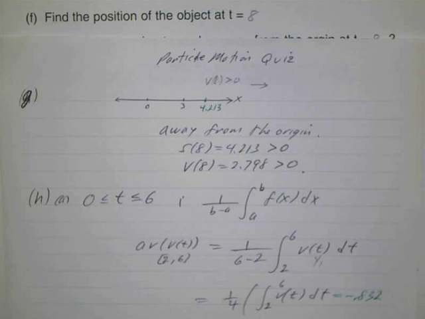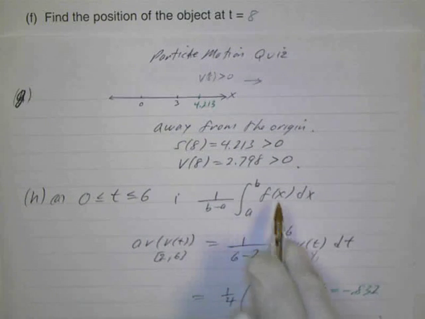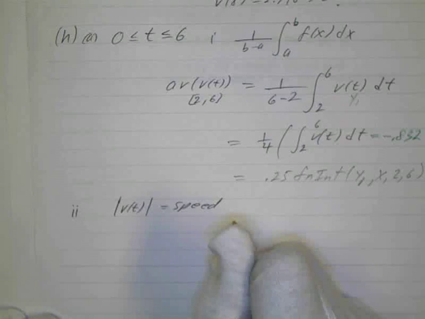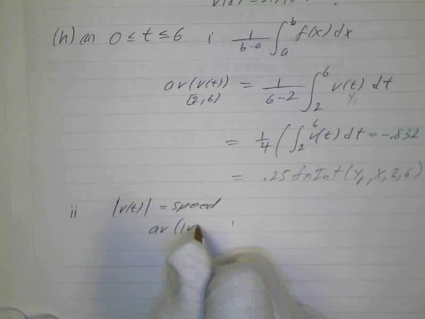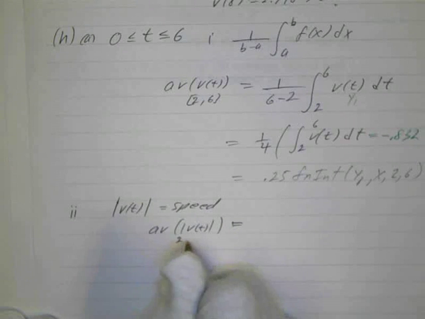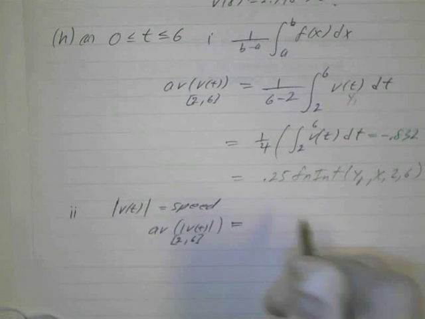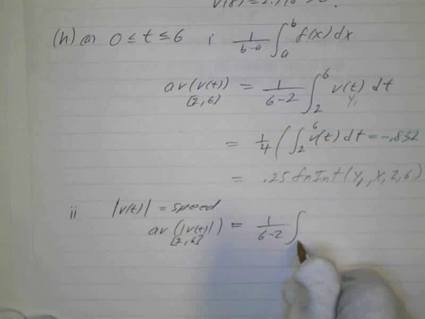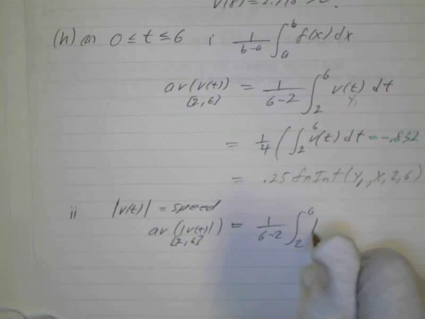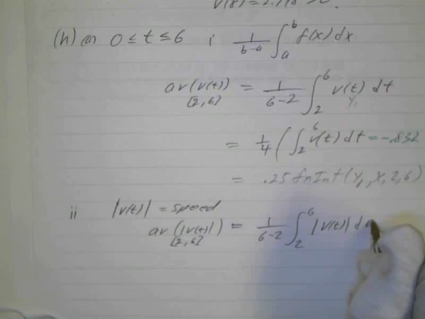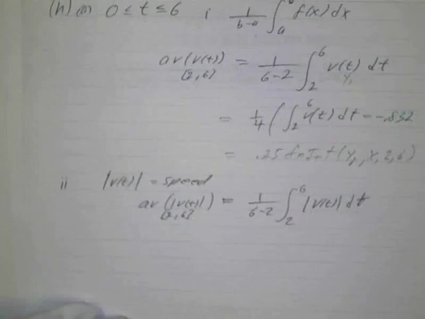This is the function that I'm finding the average value of, so I'm just going to put that in here. And it's over the same interval, so everything will be the same, so that's going to be 1 over. So the average value of the speed, which is the absolute value of v of t, on 2 to 6 is just going to be 1 over 6 minus 2 times the integral from 2 to 6 of the absolute value of my velocity. That's all.